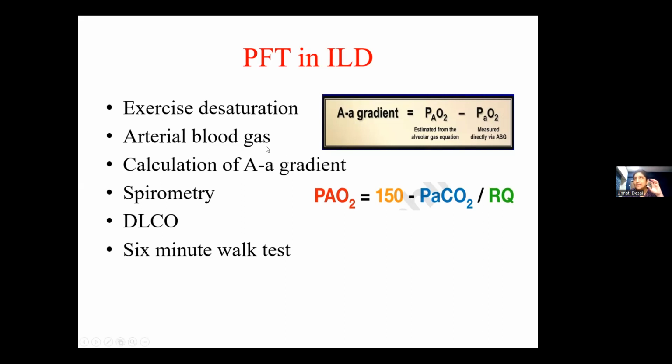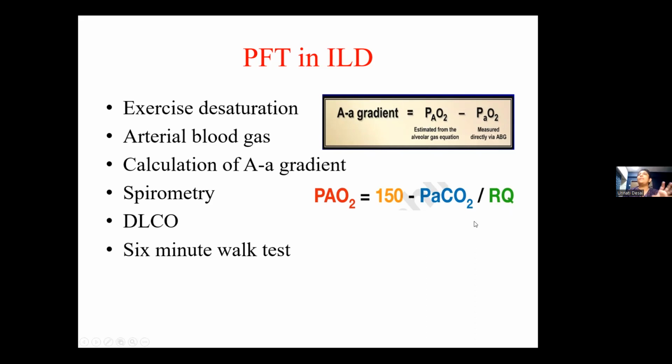It tells you about the baseline pH, PCO2, PO2. There is something known as an alveolar arterial gradient, which is calculated by the equation: the partial pressure of oxygen at the alveolar level minus the PaO2, or the partial pressure of oxygen in the arterial blood. PaO2 is usually available in the ABG, and the alveolar oxygen is usually calculated by this formula, which is 150 minus the PaCO2 on the ABG divided by the respiratory quotient, which is 0.8.